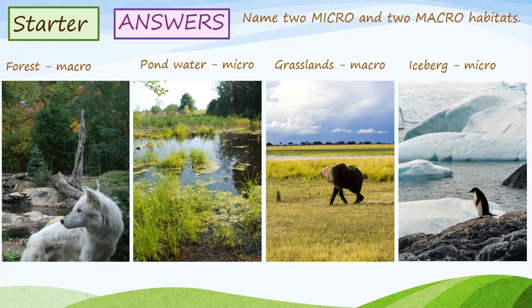Welcome back. Here are the answers to our starter activity. Well, in our first picture here, we've got a wolf standing in a forest. And this is an example of a macro habitat. It's large, lots of plants and animals, and supports a large variety of creatures.